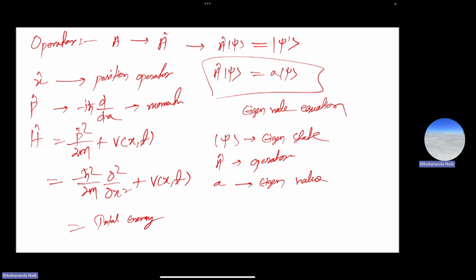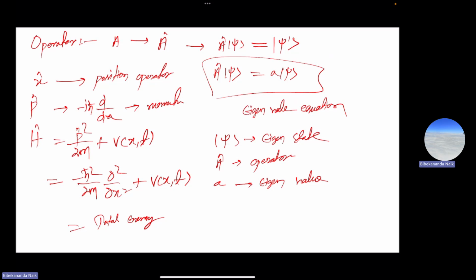Now, since we are considering operators, there is a specific type of operator called Hermitian operators, and those operators have real eigenvalues. Most of the physical quantities are expressed in terms of Hermitian operators. The position operator is Hermitian, the momentum operator is also Hermitian, and the Hamiltonian operator is also Hermitian.